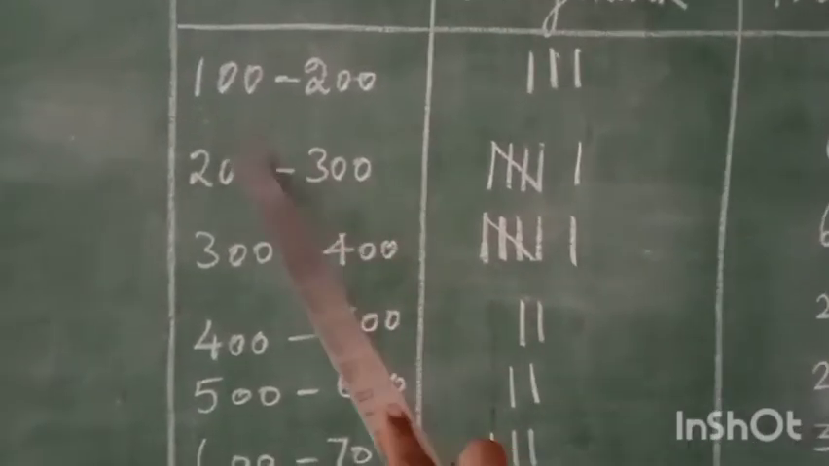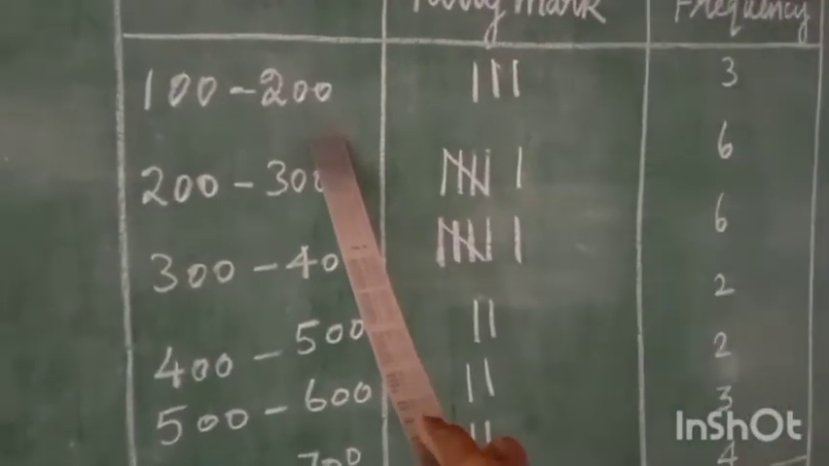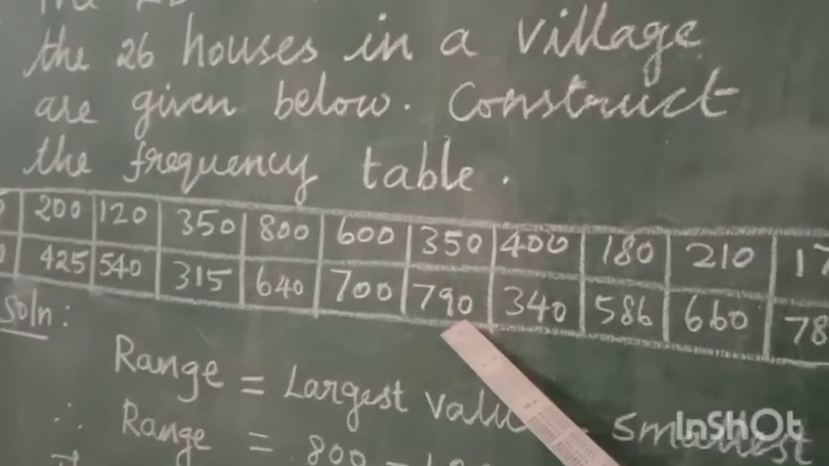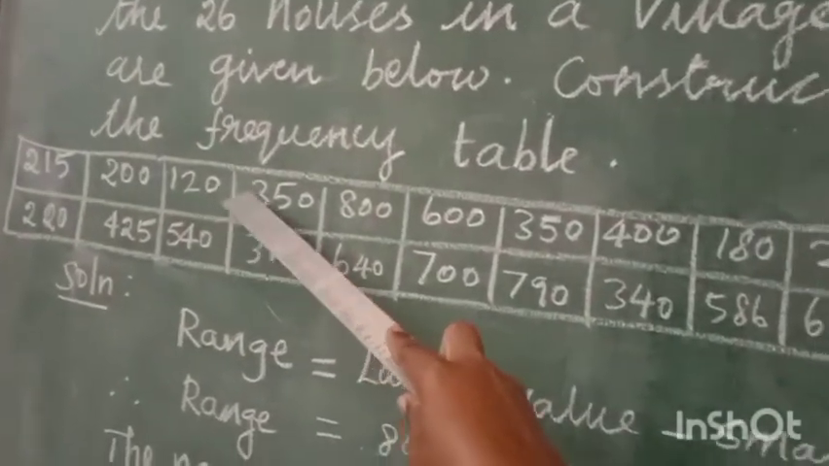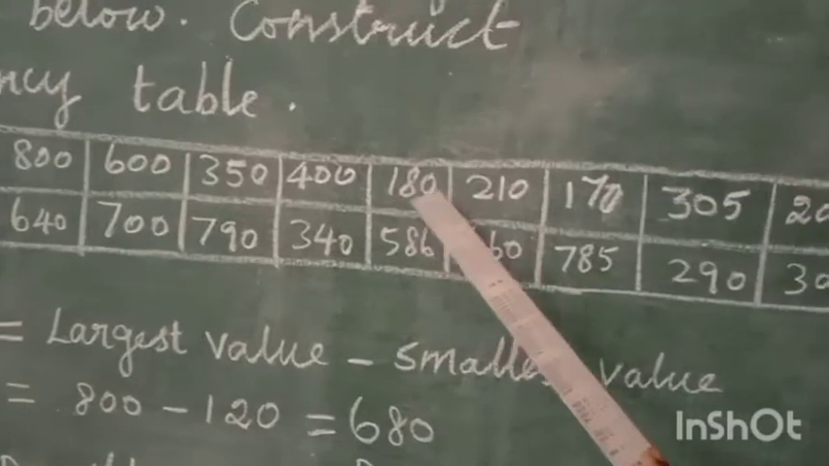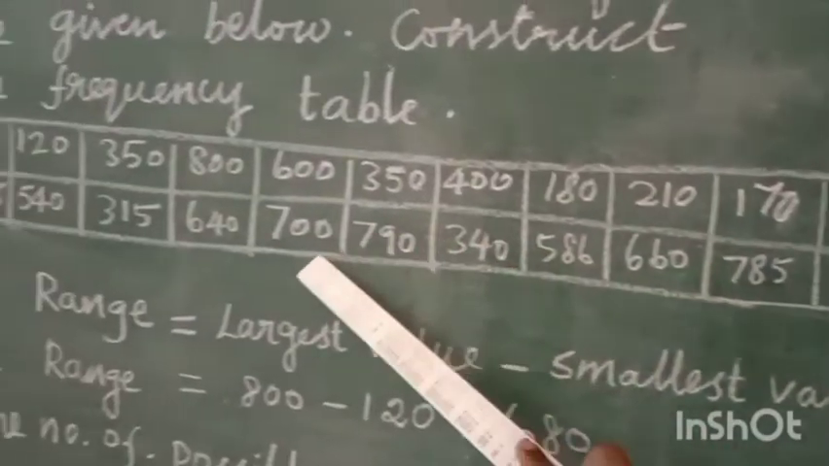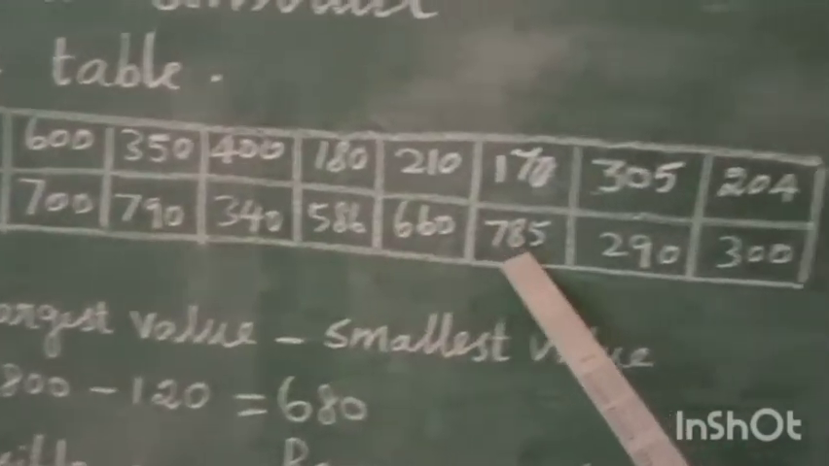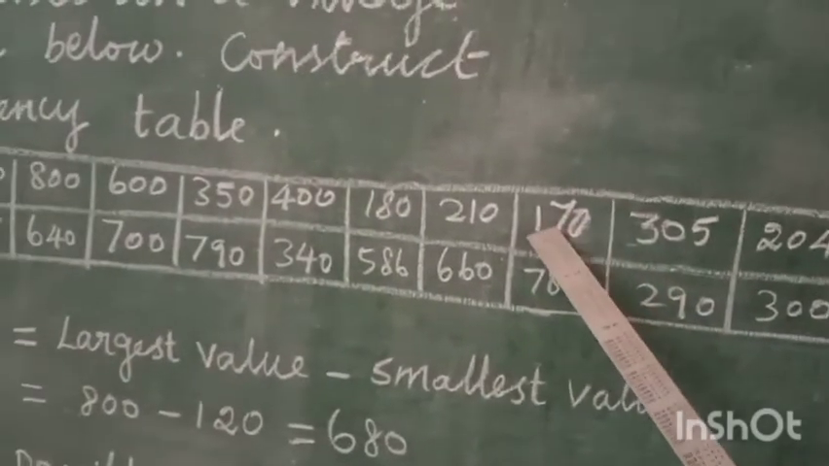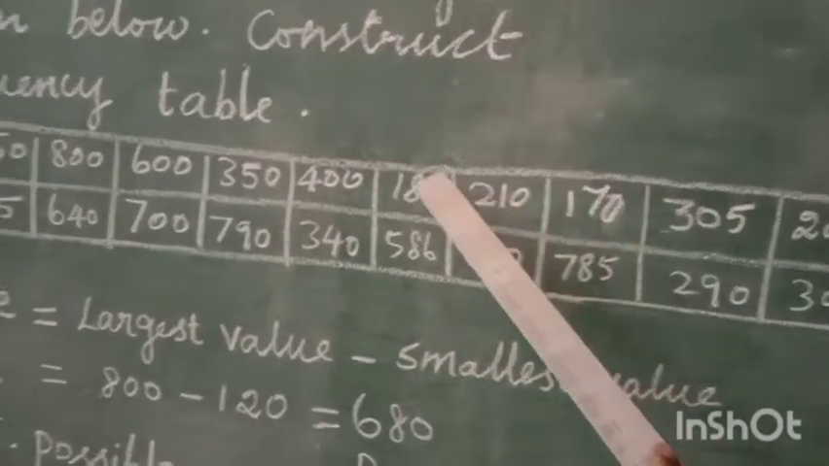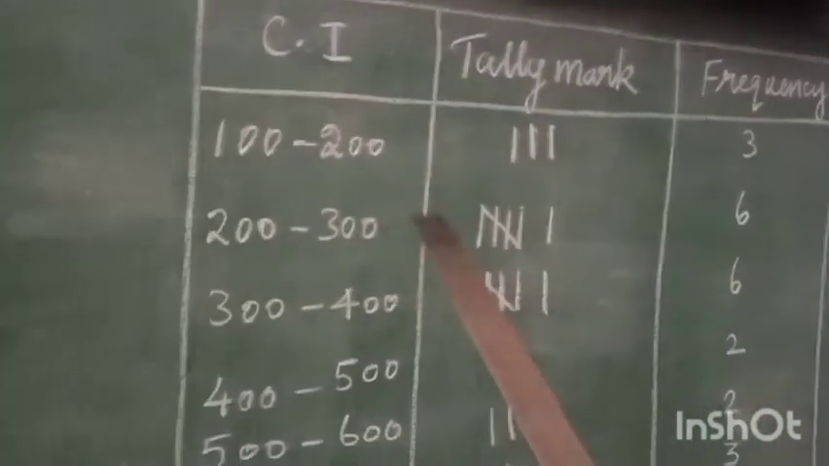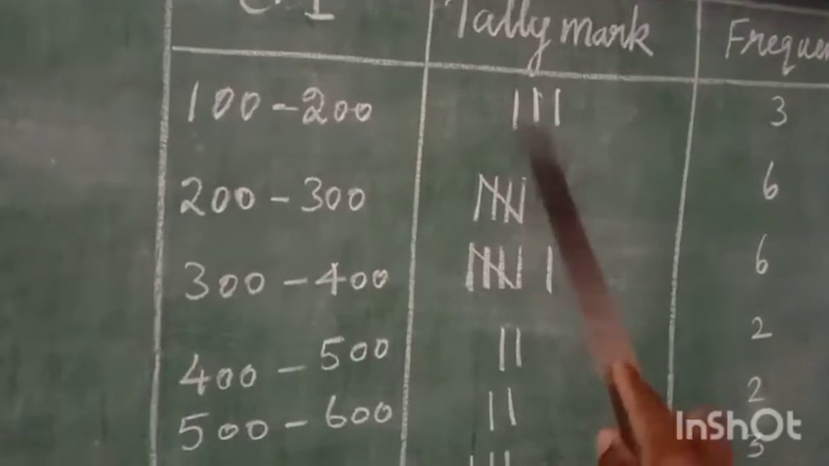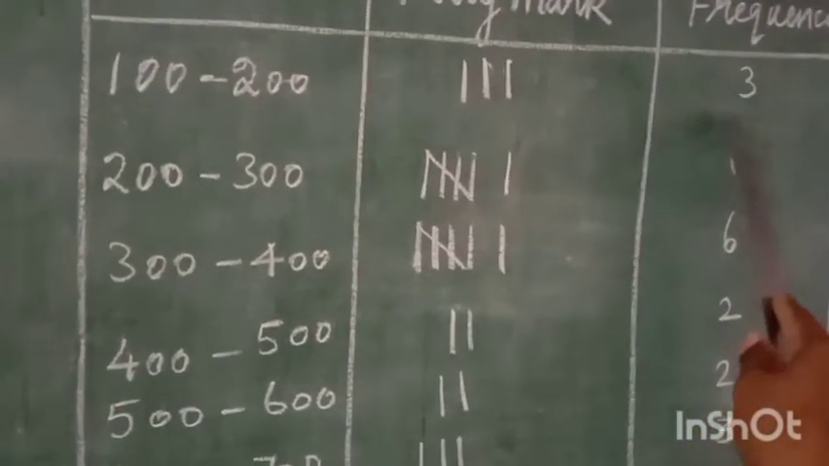Now, for 100 to 200, how many values are given? Listen, see this data. 100 to 200, how many are there? 1, 2, next, where is it? Find out. 3. So 3 values are there in 100 to 200. So the frequency is 3.